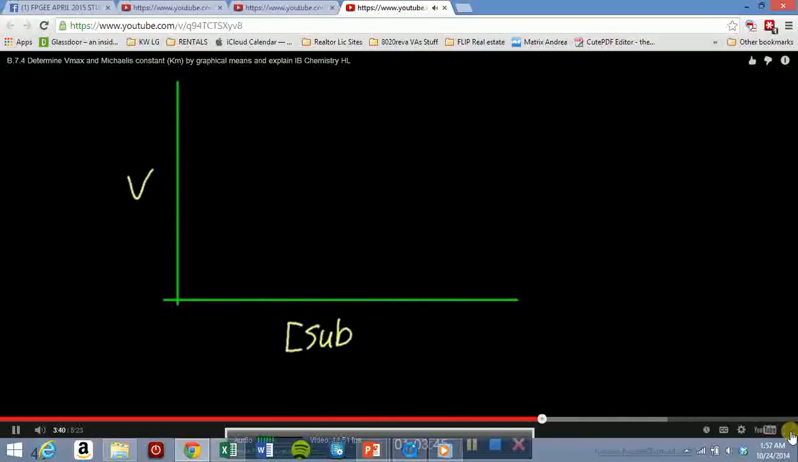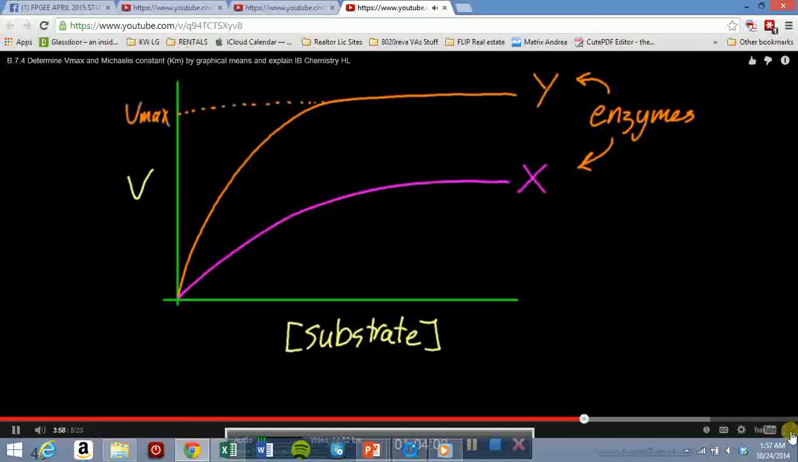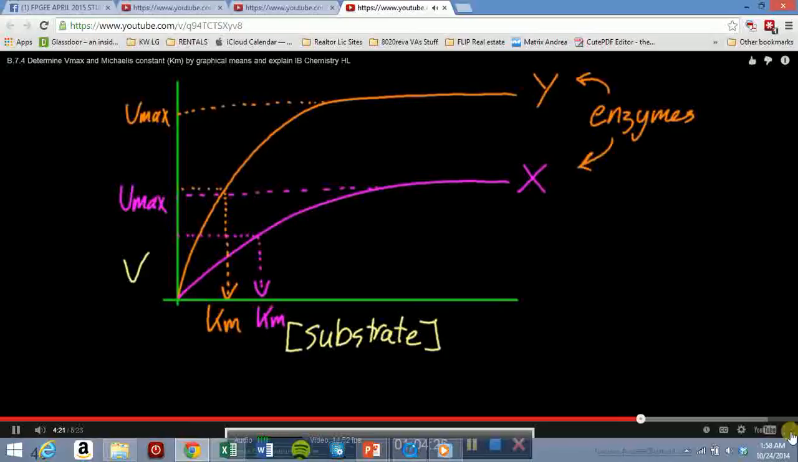So let's draw this graph out again. V, don't forget, it's velocity, which is the rate of reaction. And here are two enzymes, enzyme X and enzyme Y. Now you can read across and see that they have different values for Vmax, maximum velocity or maximum rate. So we'll discuss what that means in a second. And also they have different values for the Michaelis constant. So if I divide Vmax by 2, that gives me the Michaelis constant for Y. And for X, if I divide Vmax by 2, that also gives me the Michaelis constant for X.